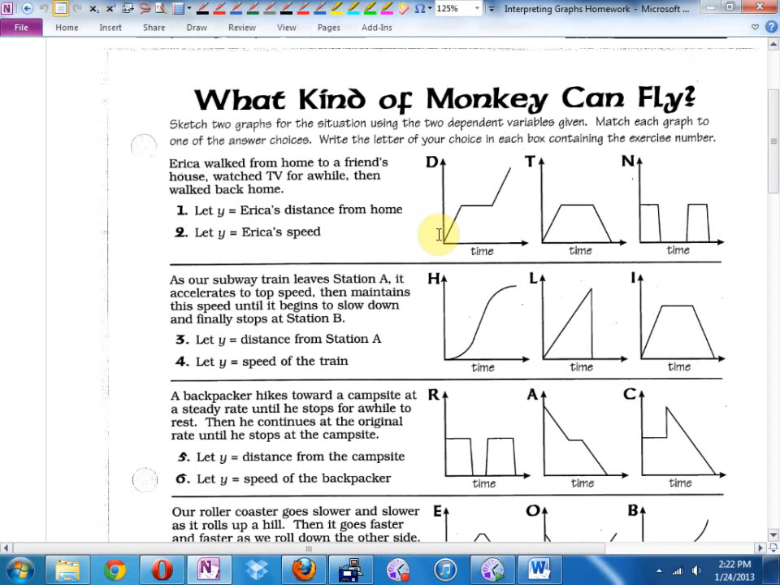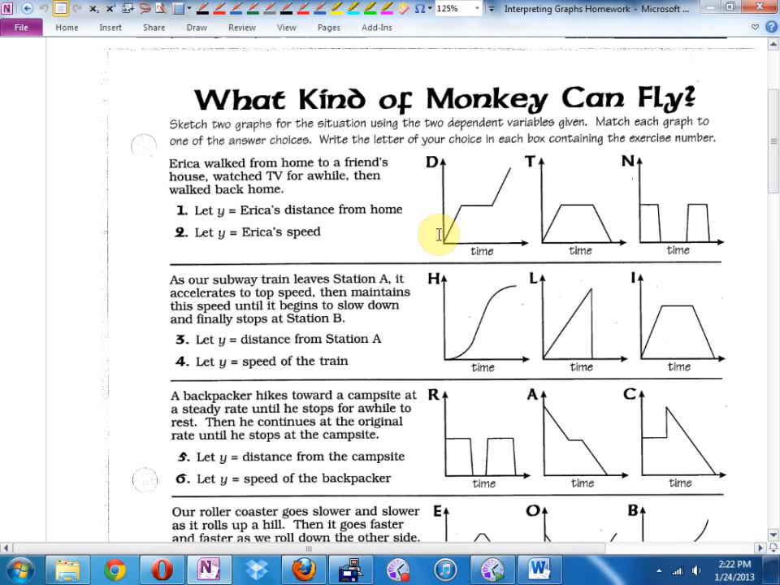So remember last class we did that voting game? Okay, this is the same idea. We're going to do number 1 together, and I'm going to do the speed one first. Graph number 2, I'm going to do that one first. So what does it say? She walked, actually let's do distance first. It says Erica walked from home. So if she's walking from home, what does her distance from home start out at? 0. I'm looking for a graph that starts out going through 0. Which means the answer could be either one of those.